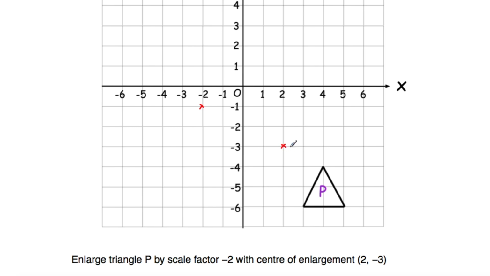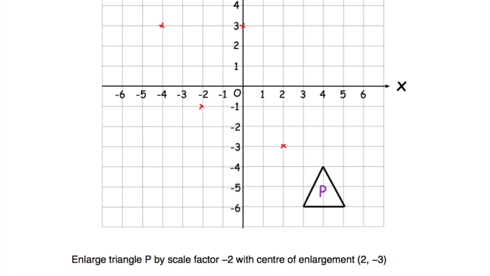So it's going to be, instead of 1 to the right and 3 down, we're going to go 2 to the left and 6 up. 1, 2, 3, 4, 5, 6 would be there. And then finally, this point here, it was 3 to the right and 3 down. So doubling it, going the opposite way, would be 6 to the left and 6 up. So 1, 2, 3, 4, 5, 6 and 6 up. 1, 2, 3, 4, 5, 6. And that's it. So we've got our 3 points.